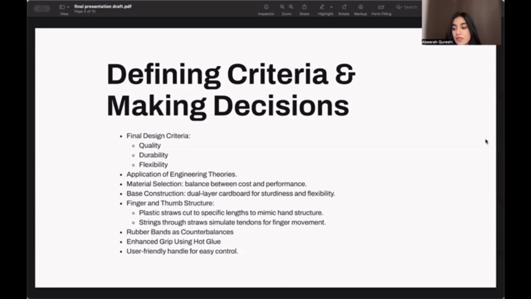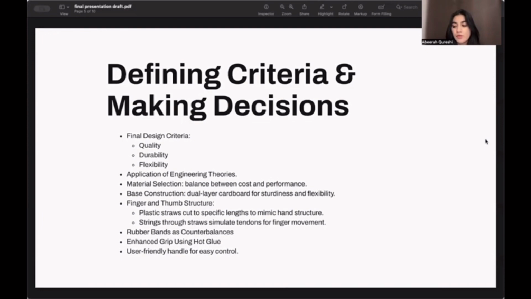So the construction of the final prototype was as normal. We used cardboard, straws, rubber bands. We also used hot glue on the fingertips for enhanced grip, and we made a handle so that it can be used properly and it would be easier to control the prototype. However, we did make multiple prototypes. There was an initial design that didn't work out, and then there was a final design that we chose based on, as I mentioned before, quality, durability, and flexibility of it.